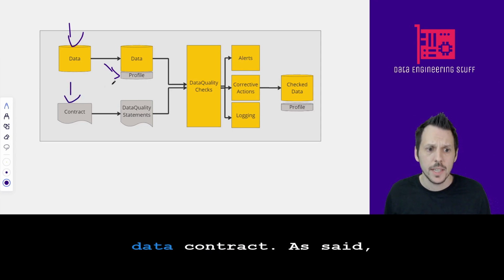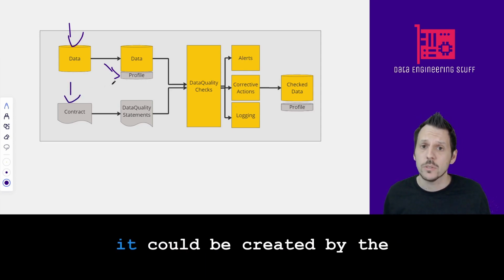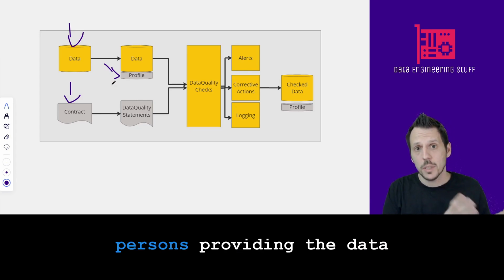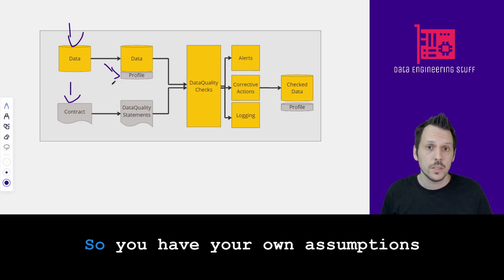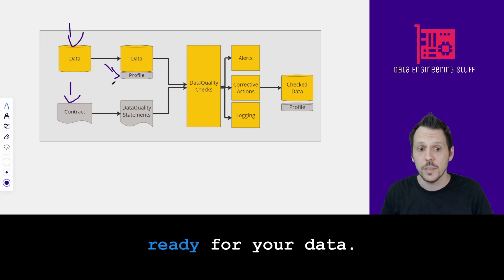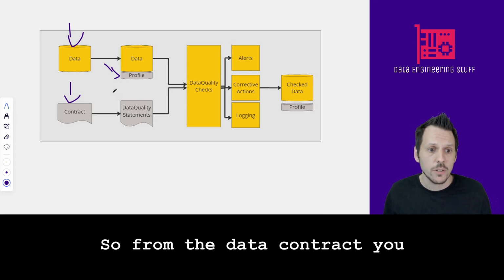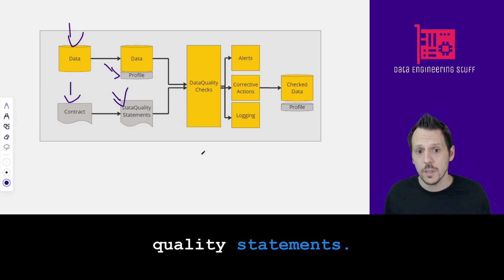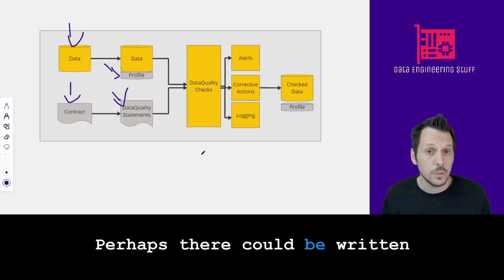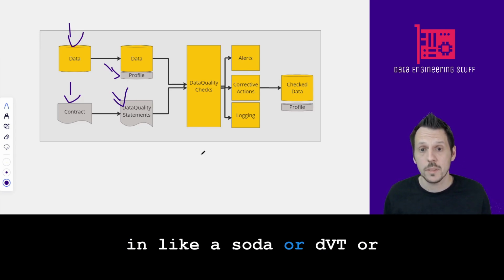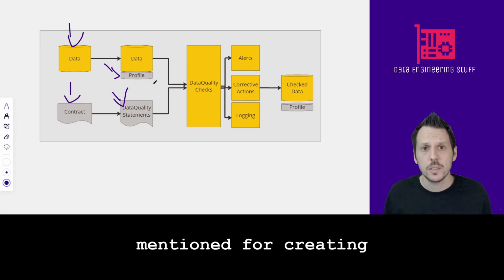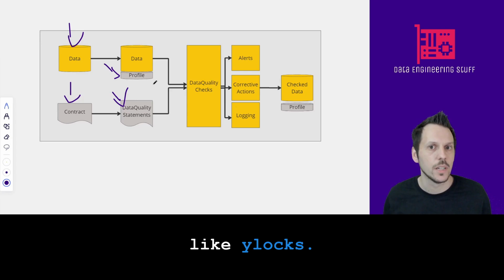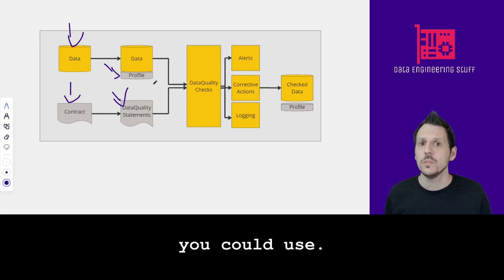On the other side, we have the data contract. As said, it could be created by the persons providing the data source, or it could, on the other hand, be provided by you. So you have your own assumptions ready for your data. So from the data contract, you can extract the data quality statements. Perhaps they could be written in Soda or dbt or something like that. And perhaps I should have mentioned for creating the profile, you could use something like whylogs. There are other tools you could use. You could write it on your own.